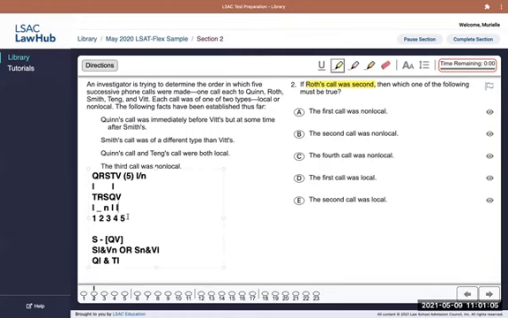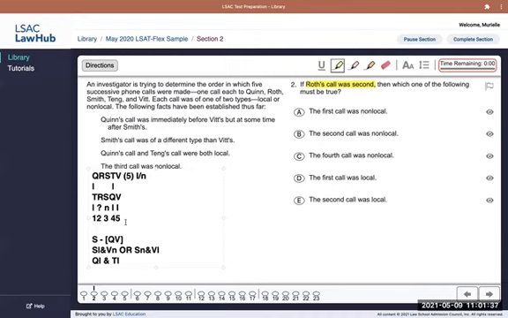So going through the rules, making sure I'm following all of them. We have S before Q and V. We have S and V are of different types. We have Q local and T local. Roth's call is second, we've done that. So all of these things must be true. The only thing that's undetermined at this point is whether R is local or non-local. But we do know the sequence of the players, from first to fifth.